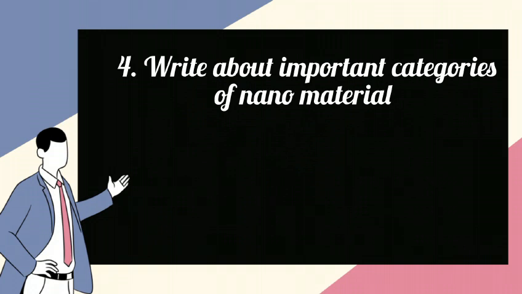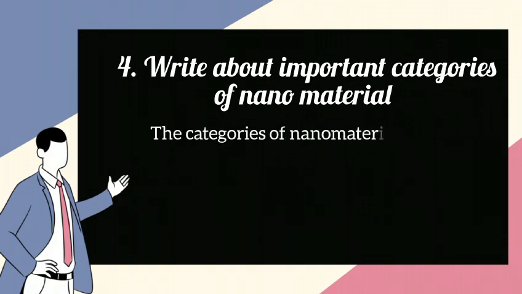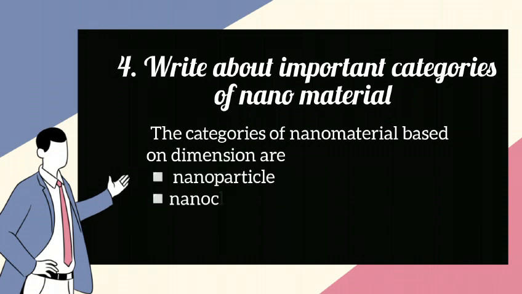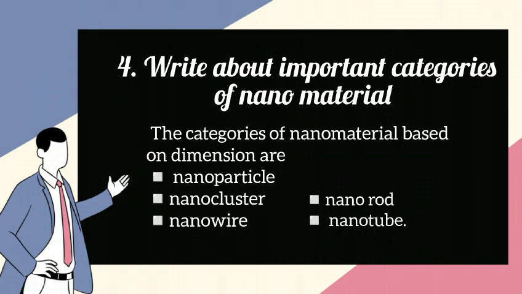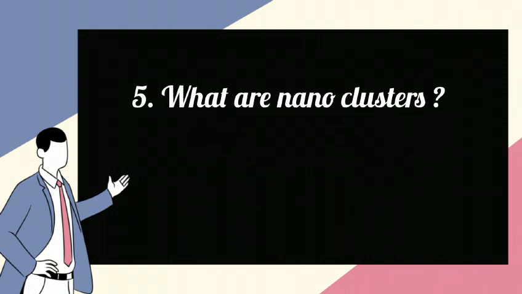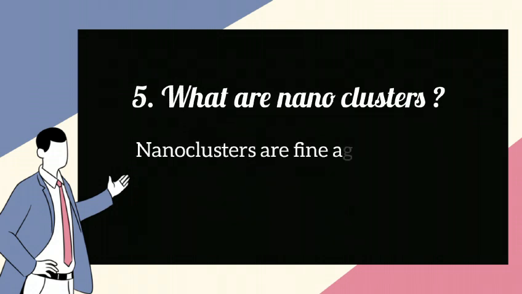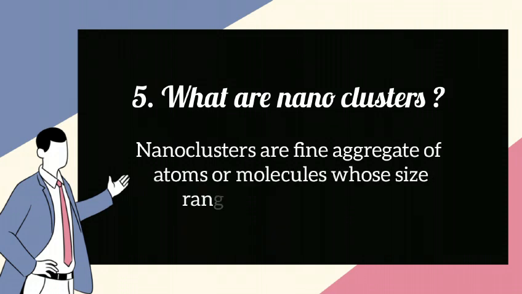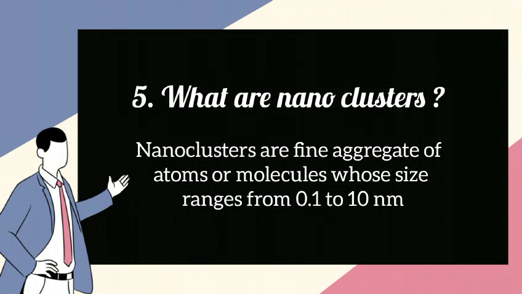Write about the important categories of nanomaterial. The categories of nanomaterial based on dimension are nanoparticle, nanocluster, nanowire, nanorod and nanotube. What are nanoclusters? Nanoclusters are fine aggregates of atoms or molecules whose size ranges from 0.1 to 10 nanometer.